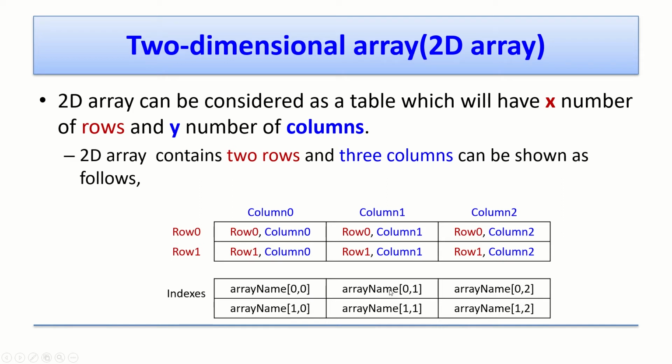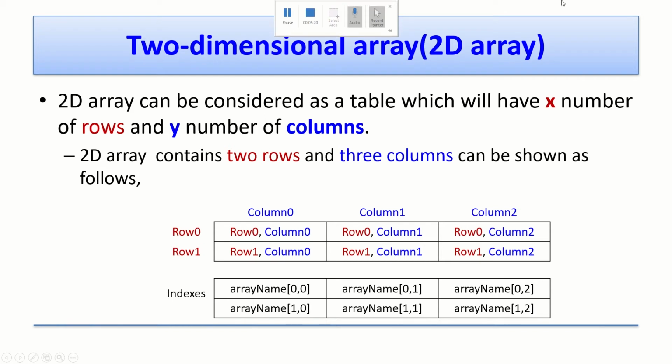This can be labeled as row 0, column 1. These are the indexes of a 2D array. This is row 0, column 2. Always we have to take the row number first, then the column number. This one is row 1, column 0. This one is row 1, column 1. This one is row 1, column 2.